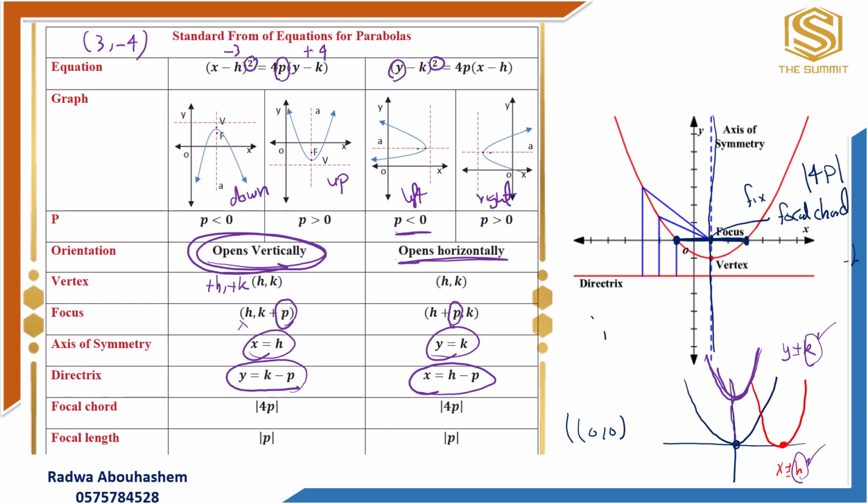So again, the directrix is just subtracting B. But if it's open vertically, you subtract it from K. And if it's open horizontally, you subtract it from H. The focal chord, the same rule, it's 4 times B. And the focal length is just B. I hope I summarized all of the rules here.